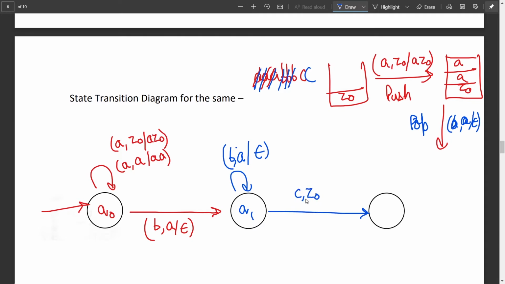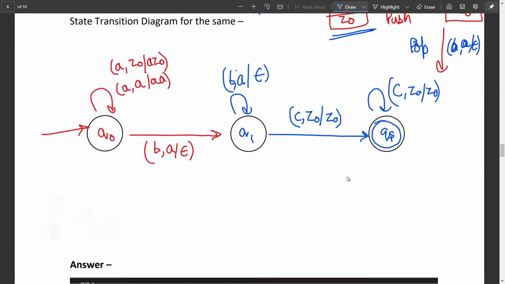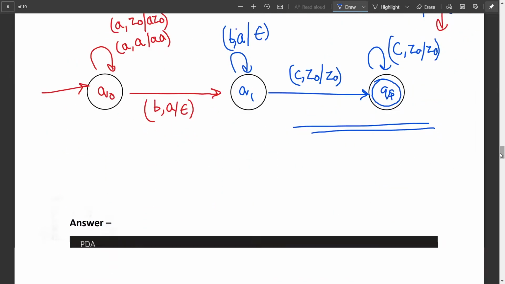That means, so we get C and the top of the stack will be Z0. That was the initial one. So we'll not push or pop anything. We'll just keep the state as it is, and this is the final state. We'll just keep on parsing the C, and hence if the language is successfully parsed or accepted by the PDA, it will be a CFG.